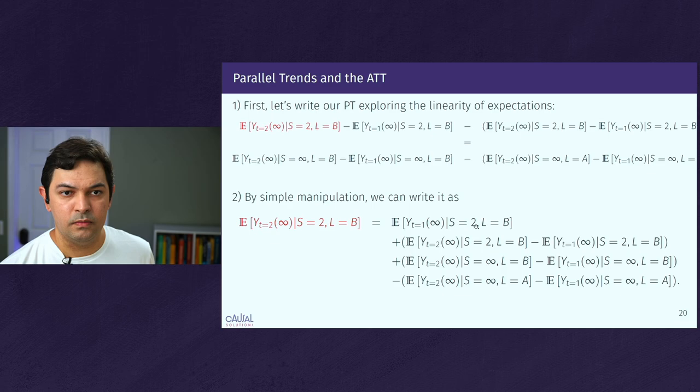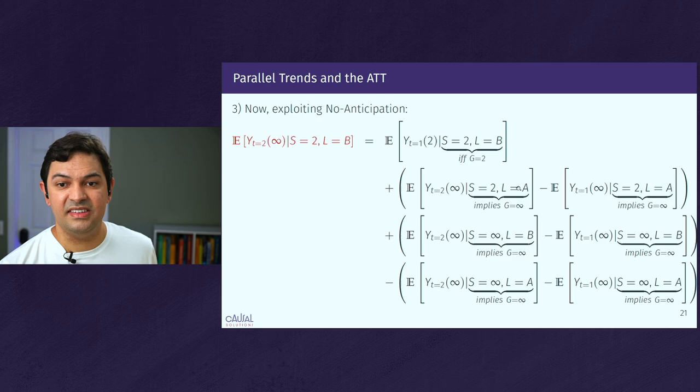Oh, I have a typo over here. This should be L=A. This should be L=A over here as well. So I have B, B, L=A, L=A. This also implies that there is a typo in slide 20. So this term here is A, this term here is also A, and this is important, because this is what I'm fixing, this typo here in slide 21.